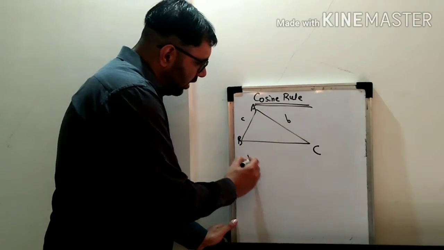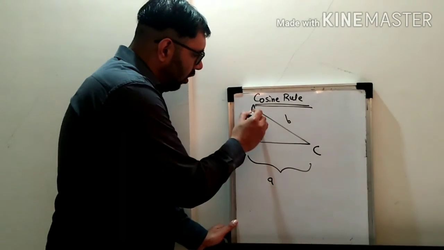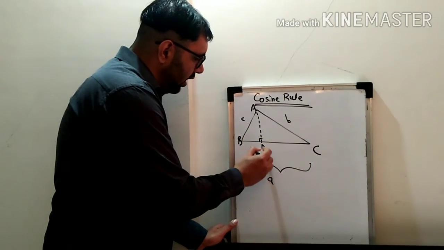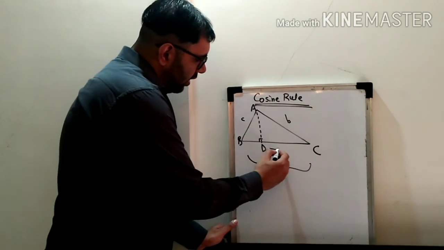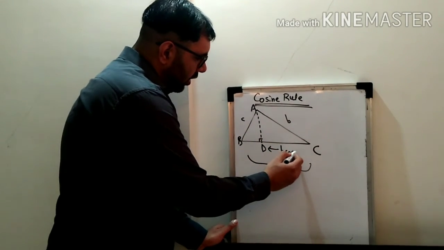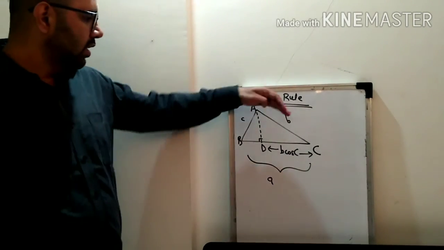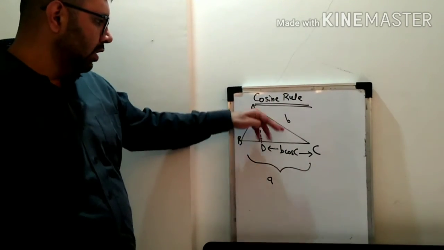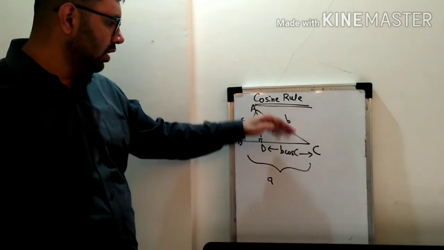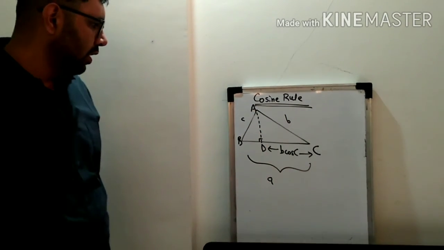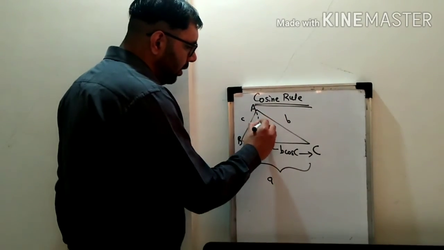Now this complete length is a. If I draw the perpendicular from A on BC, this length will be D. So this length I can write as b cos C, because this is the projection of b on BC. If I multiply b with cos C, I get this length as b cos C. And this length will be b sin C.